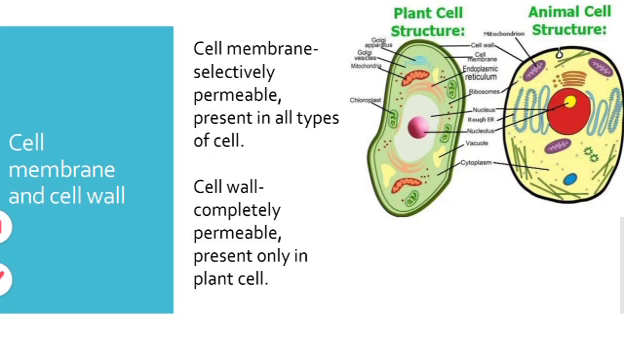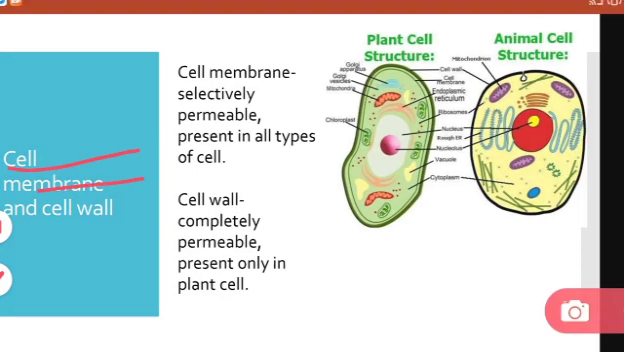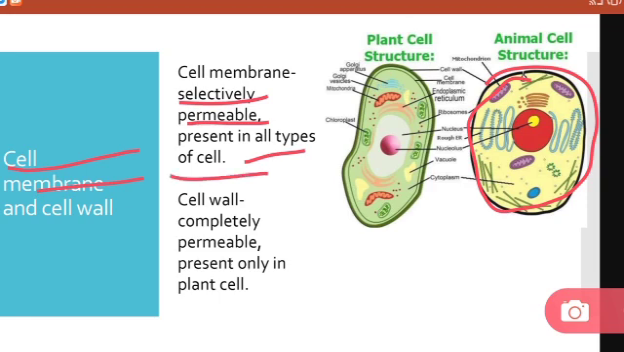Cell membrane, as I said, is the bounding structure of the cell. Cell membrane is selectively permeable, means it allows only selective materials to pass through them. They are present in all types of cell. Cell wall is completely permeable, which is present only in plant cell.